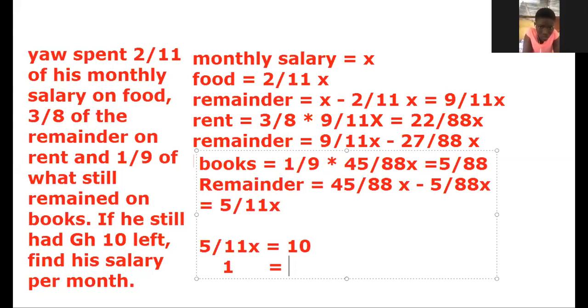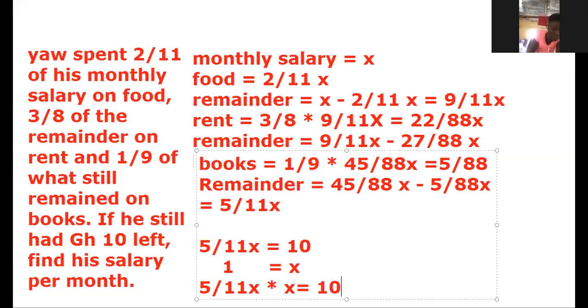Is that okay? So to do this, you just cross multiply, which is x. So to do this, you just cross multiply. That will be 5/11 x by x is equal to 10. Is that okay? It's equal to 10.